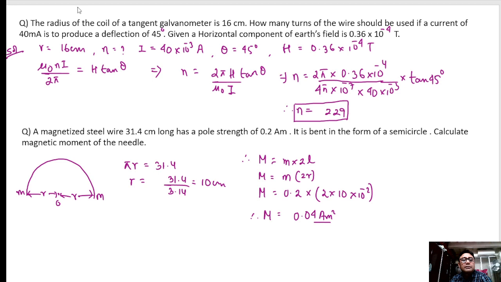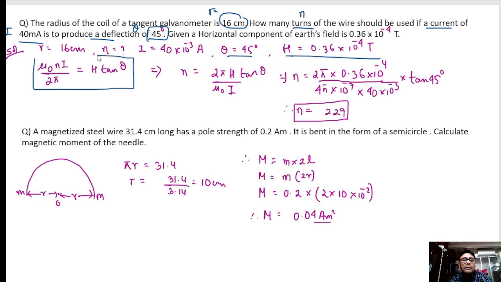The first sum says that the radius of the coil of a tangent galvanometer is given. How many turns of the wire should be used if a current of 40 milliampere is producing a deflection of 45 degree theta? Theta is given, and the horizontal component of the earth's field is given. Clear? So we know that there is a formula.